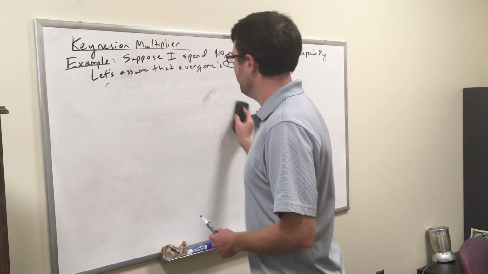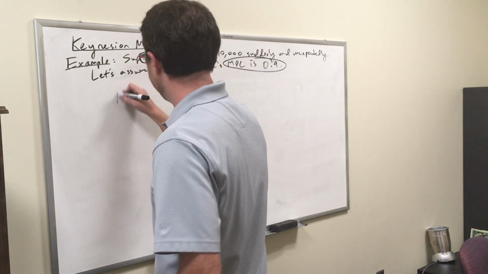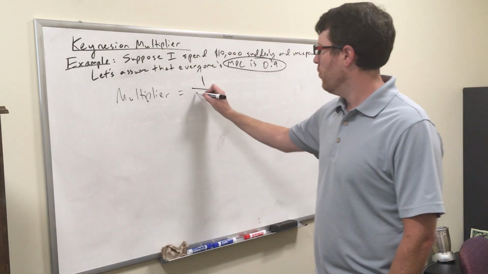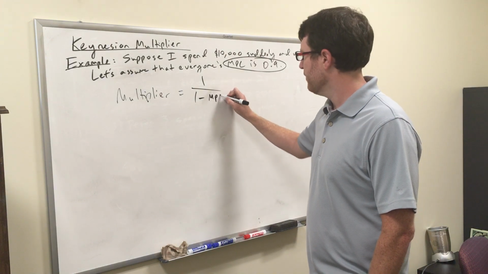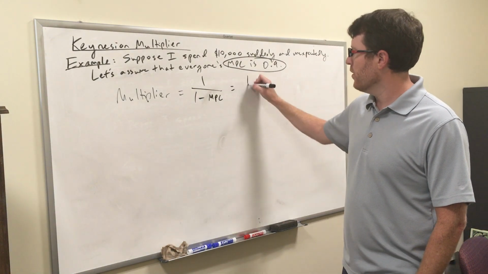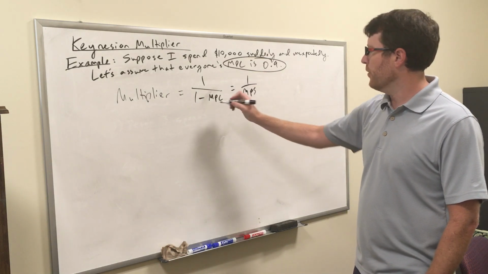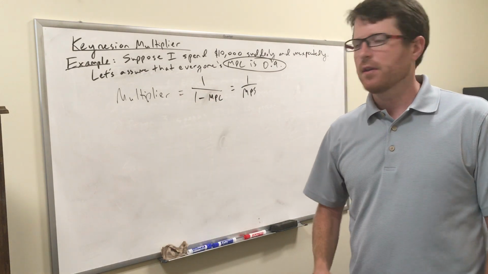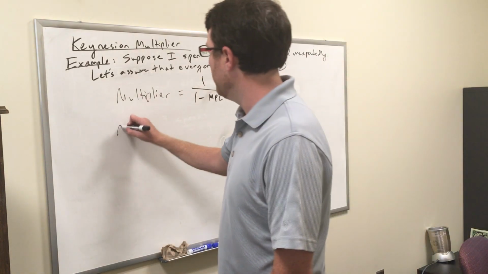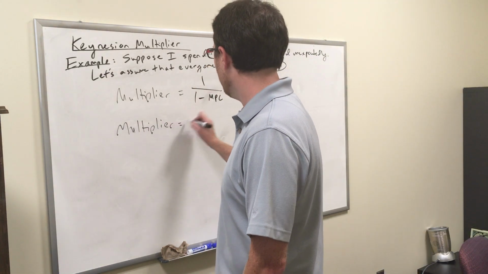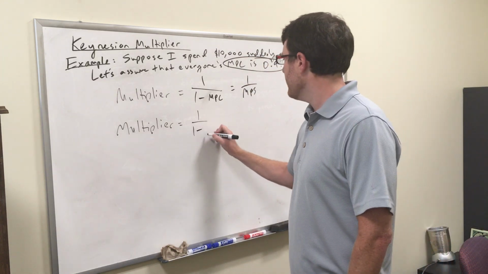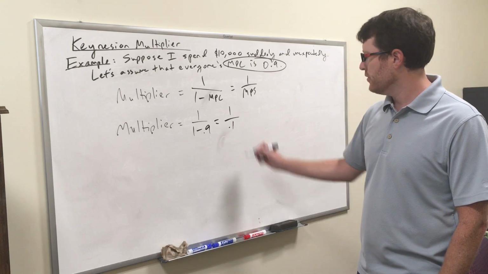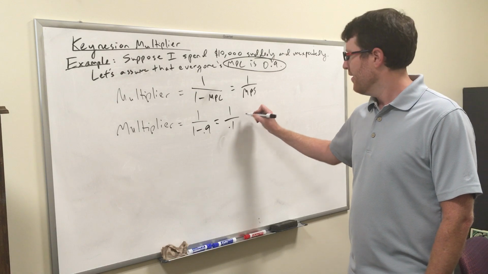And so here is the formula. The Keynesian multiplier equals 1 divided by 1 minus the MPC, which is equivalent to 1 over MPS. So you don't have to memorize both of these formulas. These are just two different ways to express the same information. So in our question up here, the multiplier would equal 1 over 1 minus 0.9, which is the same thing as 1 over 0.1, which by the way is the MPS, 0.1, which is 10.